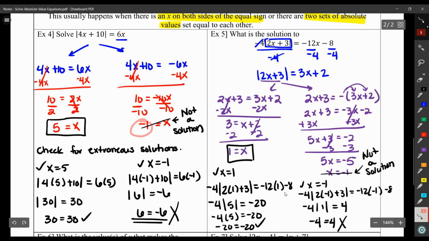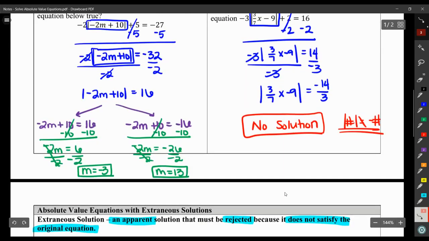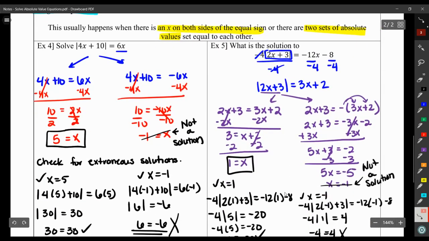Just because they're negative, though, doesn't mean they're always not solutions. You can very well have negative solutions. If we look at example 2, for example, we had a -3. That's okay. Negatives are fine.